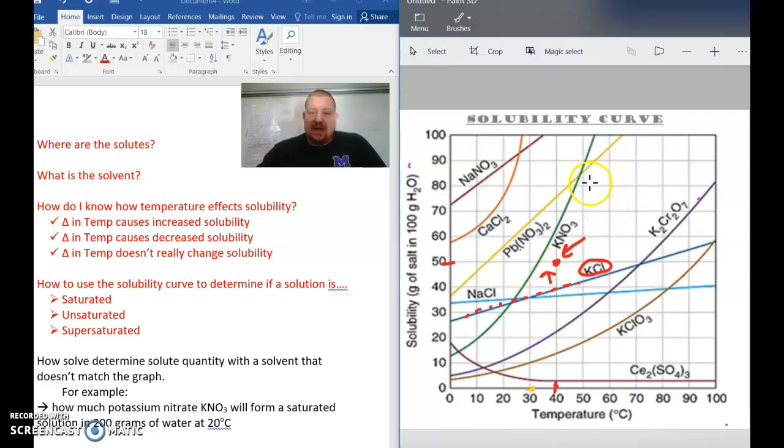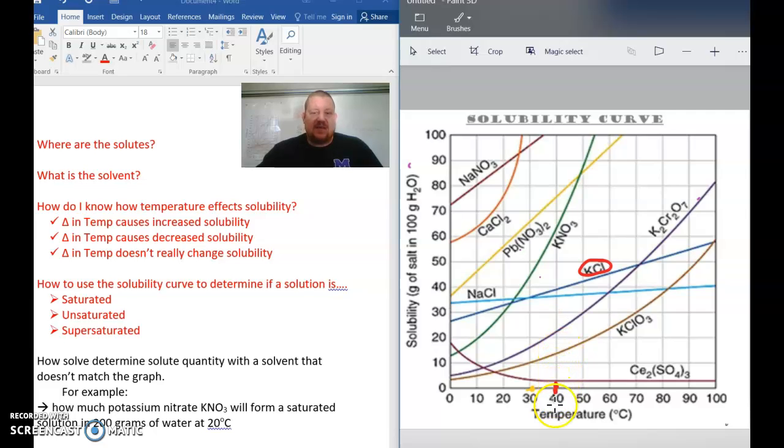If it's above the line, it's supersaturated. Right? Let's say we didn't put 50 grams in it. Let's say we put 30 grams in it, right? So 40 degrees, 30 grams. We plot this point. All right, now it's below the potassium chloride line. So now it is unsaturated. It has to hit dead on that line.